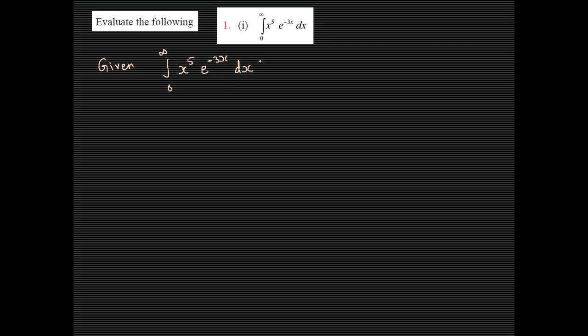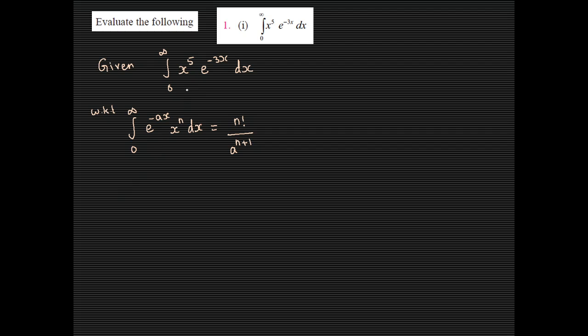Okay, so here the formula is, we know that the formula here is integral 0 to infinity e power minus ax x power n into dx, that is equal to n factorial divided by a power n plus 1. Okay, this is the formula. So I am going to use this formula for this given integration.